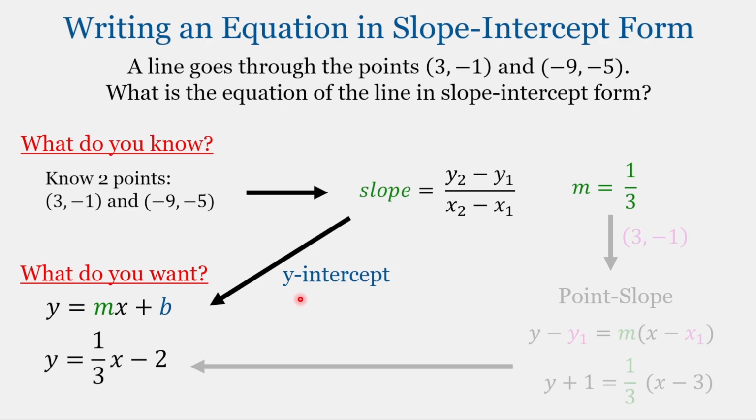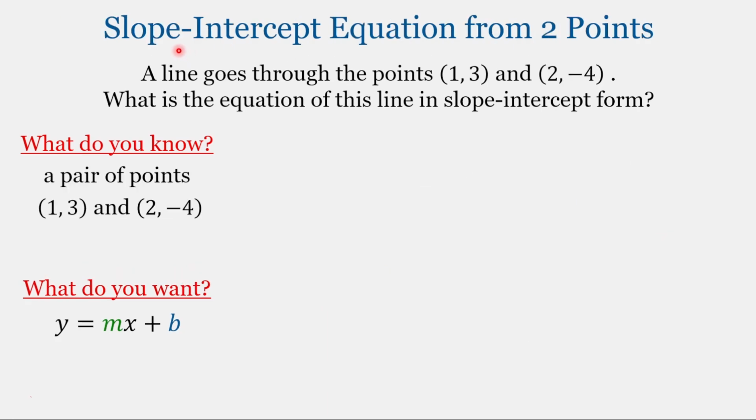So let's see how we can use the slope-intercept form to write an equation when we don't know what the y-intercept is. Here we're going to practice finding the slope-intercept equation from 2 points. In this case, the line goes through the points (1, 3) and (2, -4). What is the equation of this line in slope-intercept form? Again, what do we know? Well, we have a pair of points. And what do we want to know? We want to know that equation in slope-intercept form. So that means we need to find both the slope and that y-intercept.